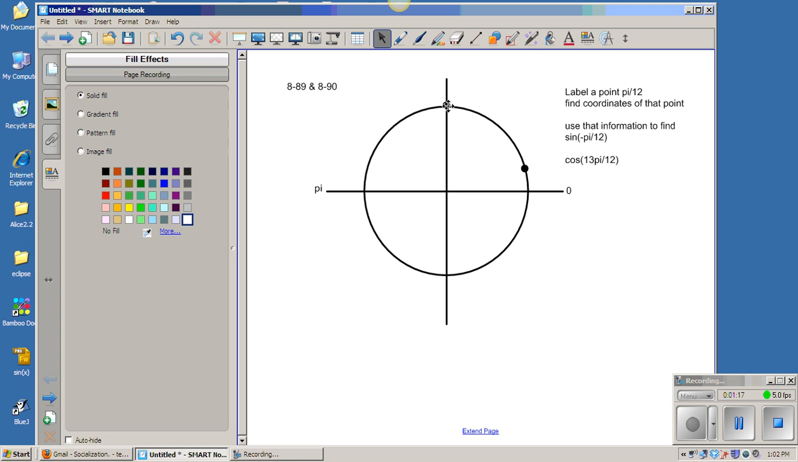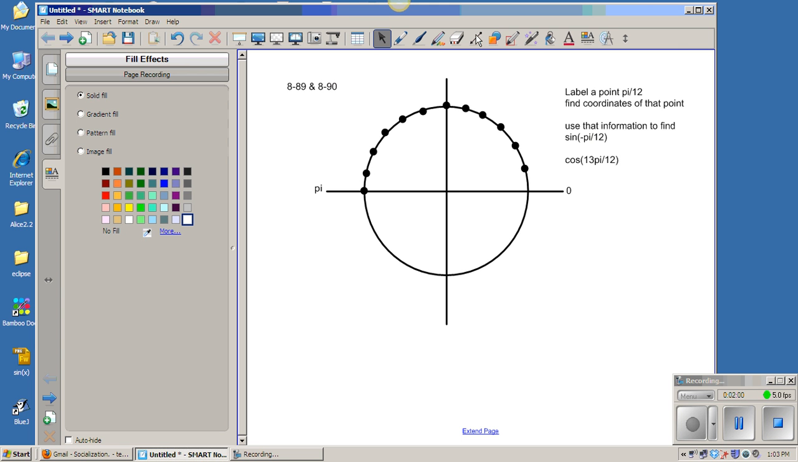That would be 1, 2, 3, 4, 5, 6, 7, 8, 9, 10, 11, and the 12th one will be right here. So now I have split, well, let's see, 1, 2, 3, 4, 5, 6, 7, 8, 9, 10, 11.